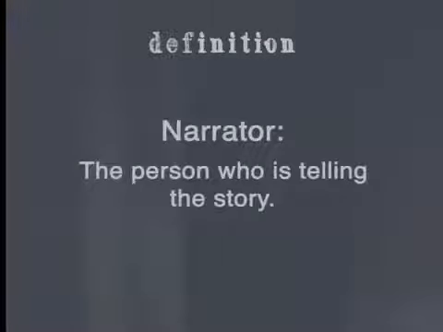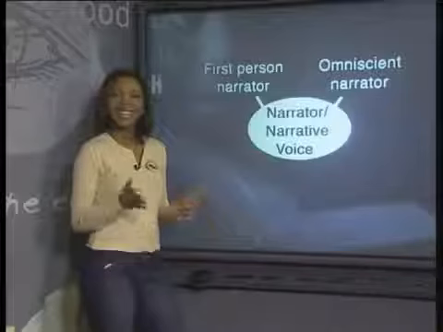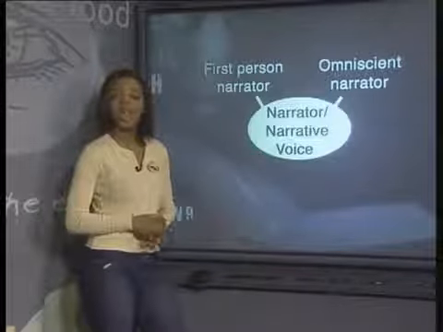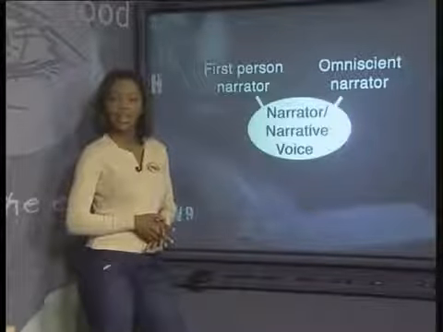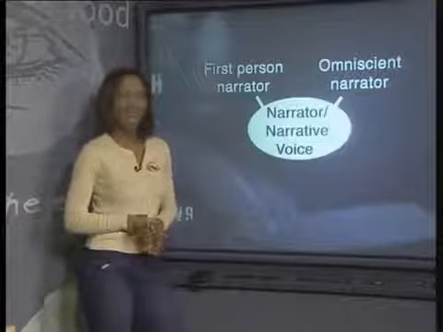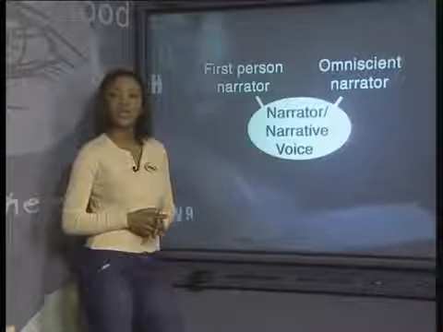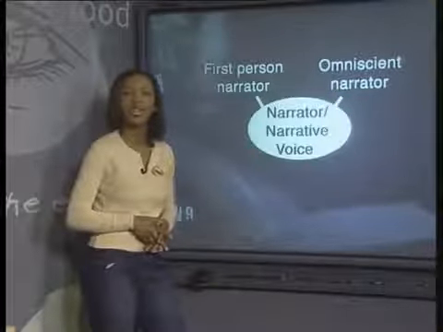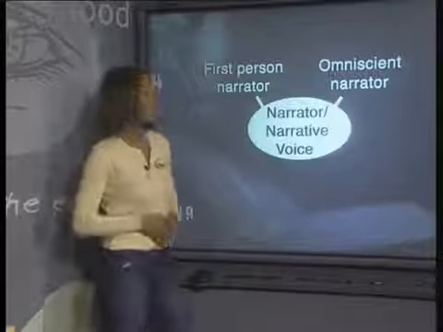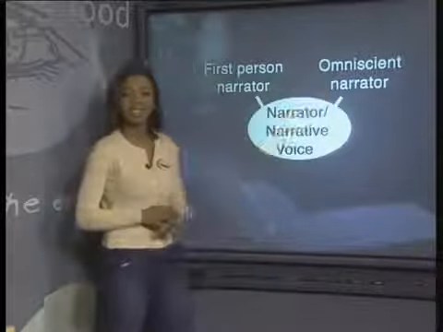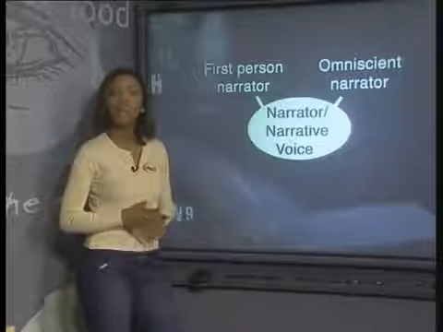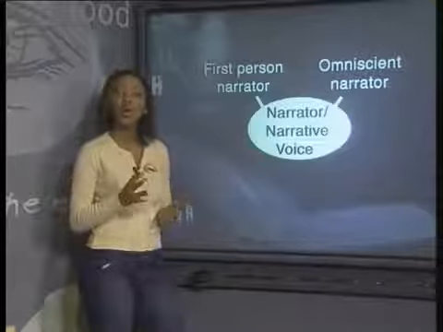The narrator is the person who is telling the story. As we mentioned in the introduction, you get the kind of narrator who is a participant in the story, and you get the type of narrator that is like a fly on the wall. There are specific terms that are used to describe these two types of narrator. We talk about the first person narrator and the third person or omniscient narrator. The first person narrator is a character in the story who tells the story from his or her own point of view.